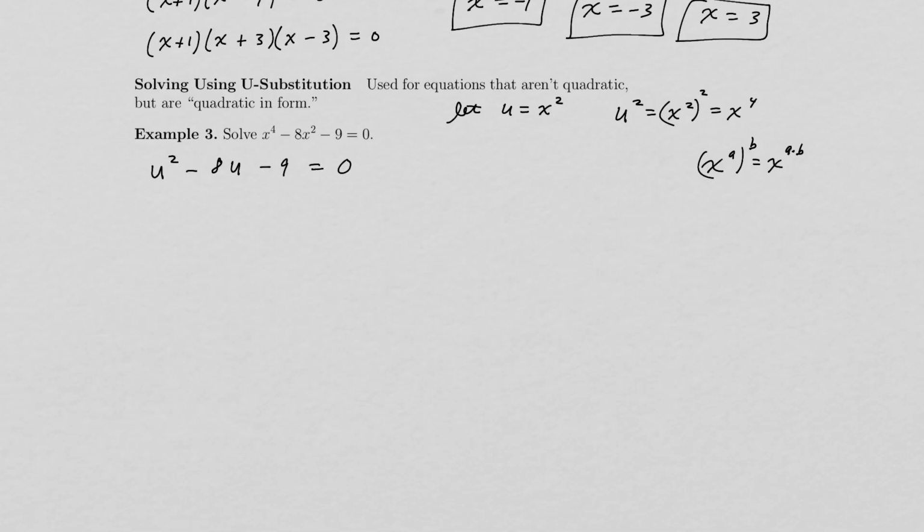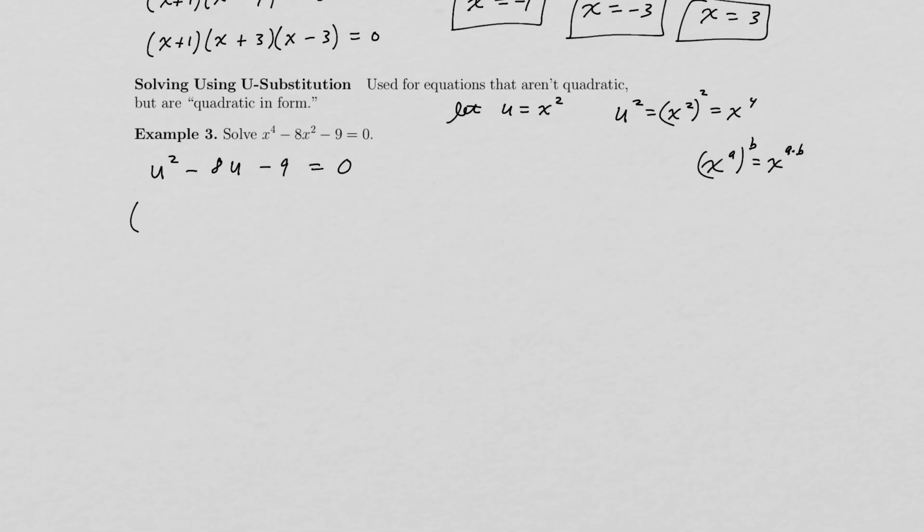So now it looks like a quadratic. And I can solve it in terms of u, and then eventually I'll substitute back in the x's to ultimately get my solution in terms of x's. Okay, so how do I solve this? Well, in terms of u, there's a 1 right in front of the u squared, so we can use the BC rule. If I can find two things that multiply to give me negative 9 and add to give negative 8, those will be the two factors that I need.